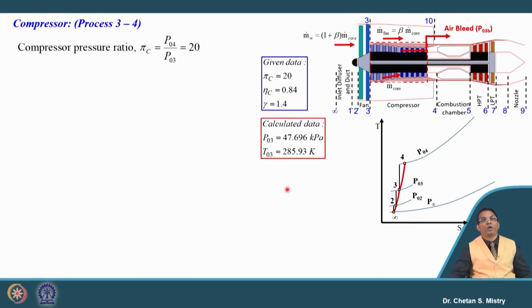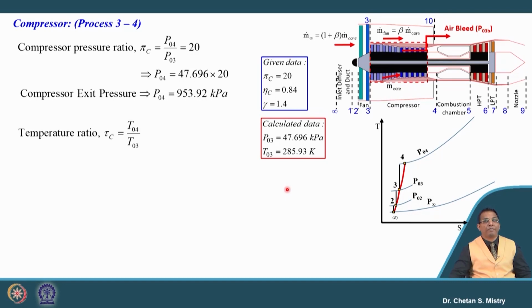Okay. Now, let us move towards the next component, that is our compressor. For this compressor, the compression ratio is 20. You can imagine if this is 20, the number of stages required for the compressor will be higher. And if this is 20, we can say the exit pressure from the compressor will be 953.92 kilopascal. And let us calculate the temperature.